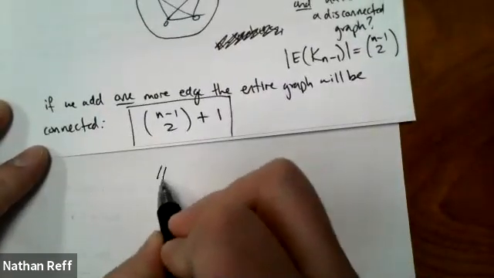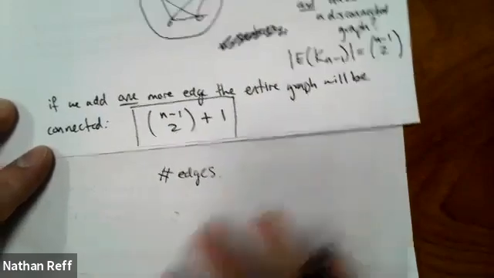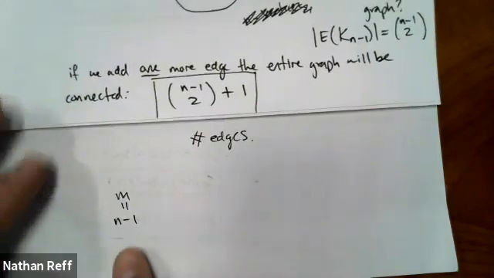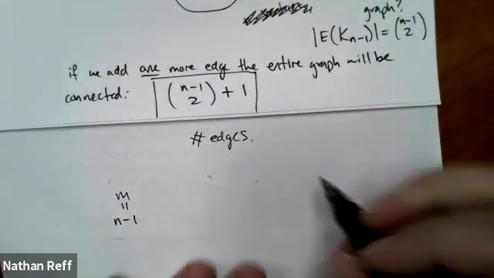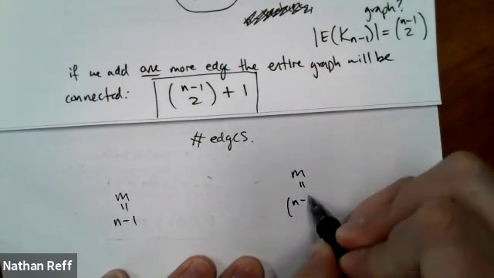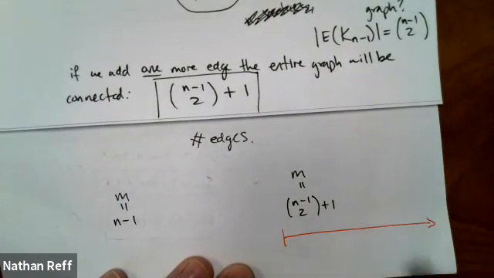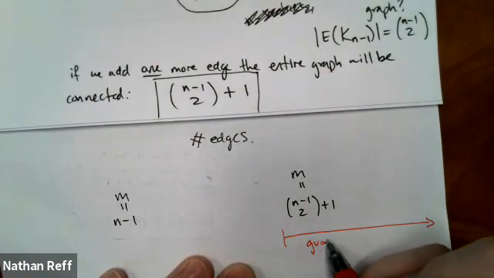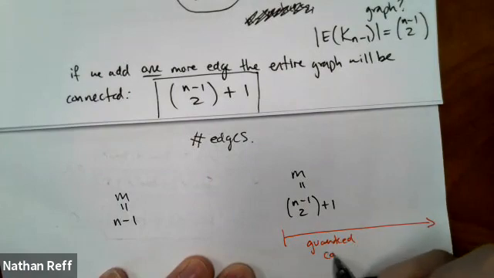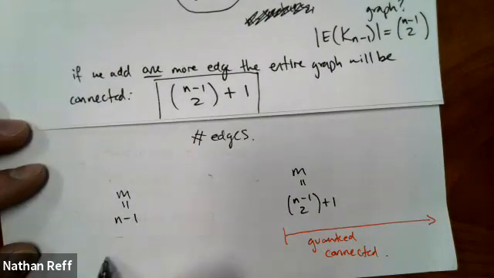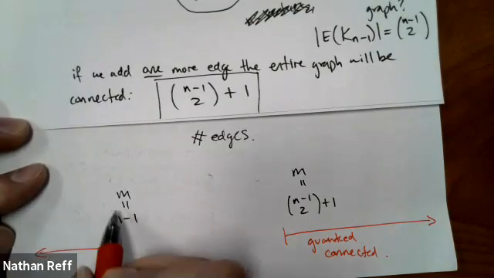So number of edges. So think about this, number of edges. Here, M is n minus 1. And here, M is equal to (n minus 1 choose 2) plus 1. You see, if anything is bigger than this or equal, you're guaranteed connected, right? Aren't you? If you are less than this, you're guaranteed disconnected, aren't you? You see that? Now, if you're equal, you could be connected still, okay?